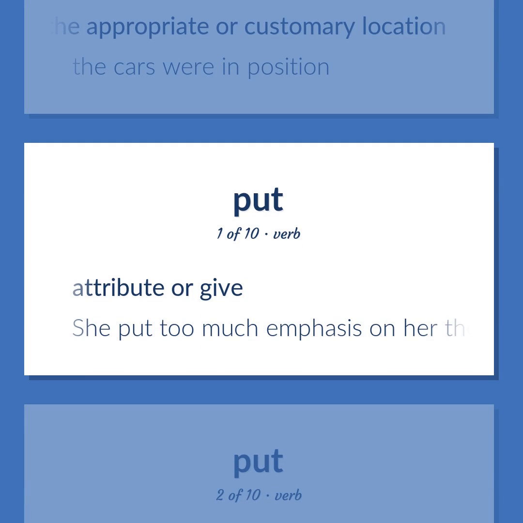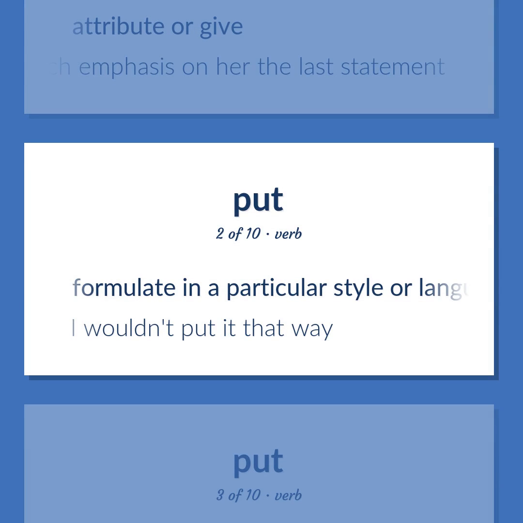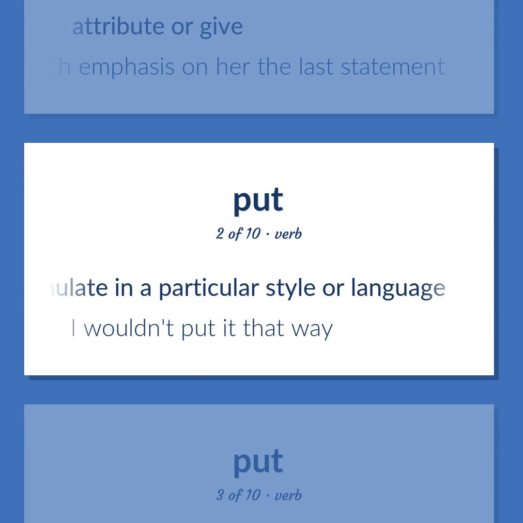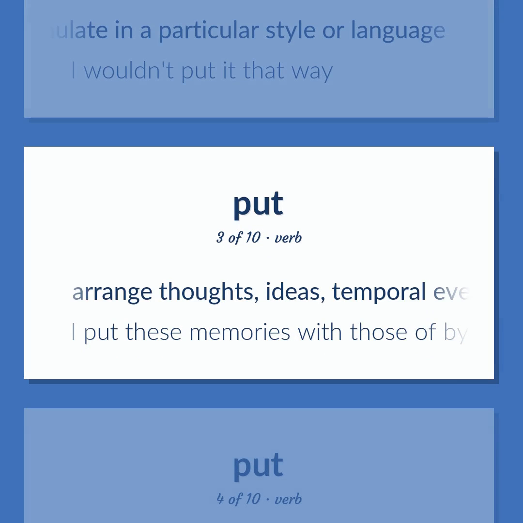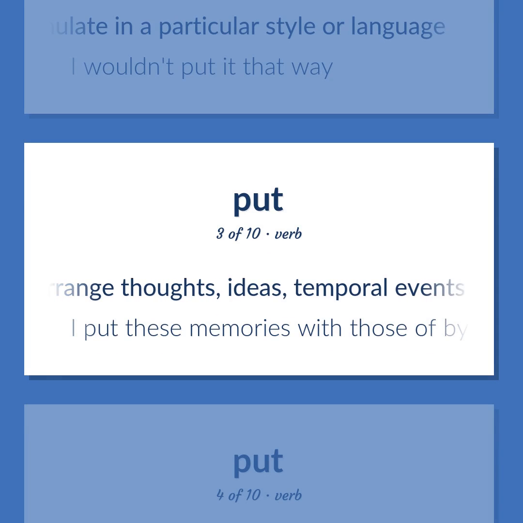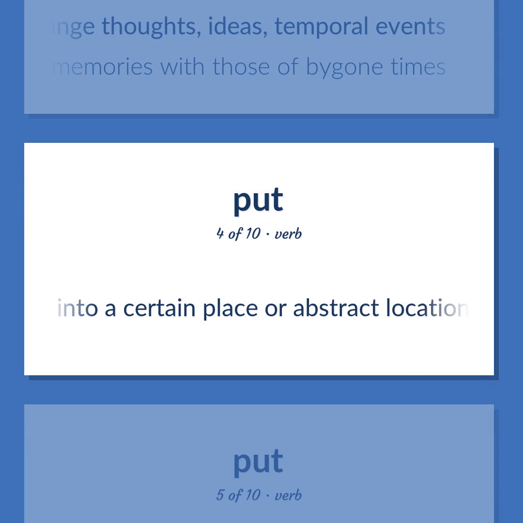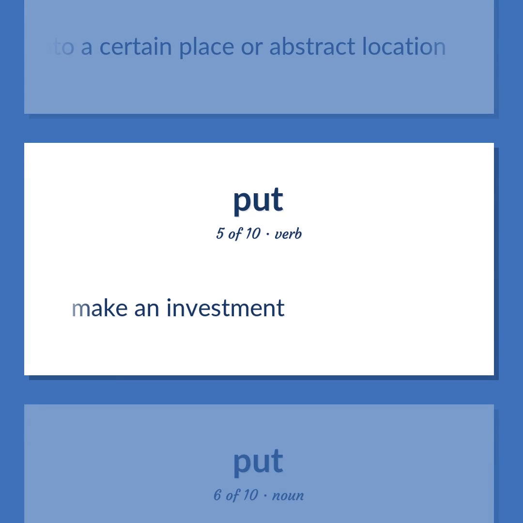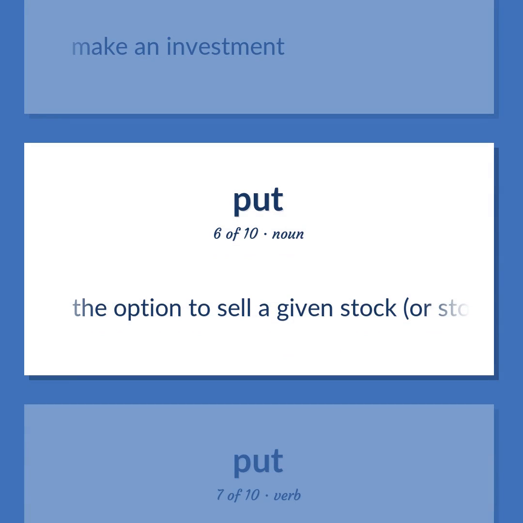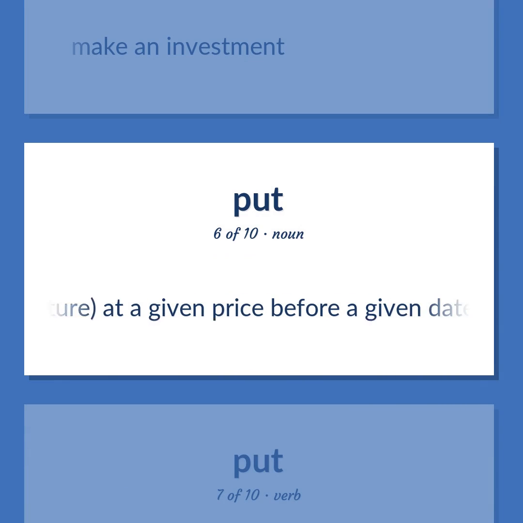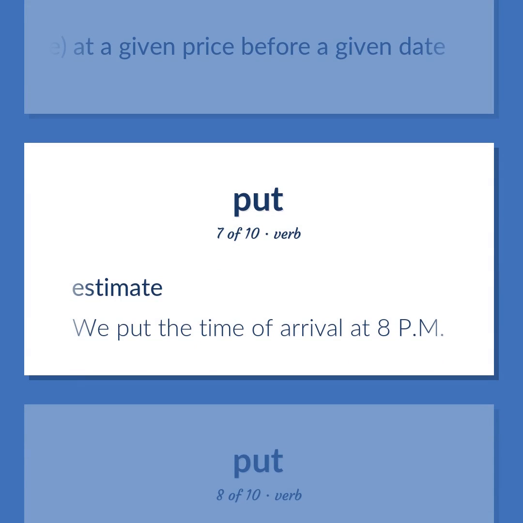Attribute or give. She put too much emphasis on the last statement. Formulate in a particular style or language. I wouldn't put it that way. Arrange thoughts, ideas, temporal events. I put these memories with those of bygone times. Put into a certain place or abstract location. Make an investment. The option to sell a given stock, or stock index or commodity future, at a given price before a given date. Estimate. We put the time of arrival at 8 p.m.